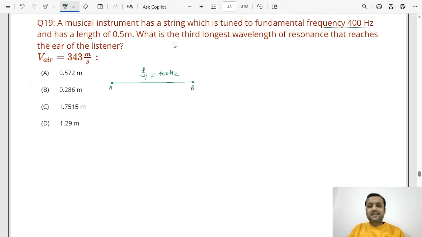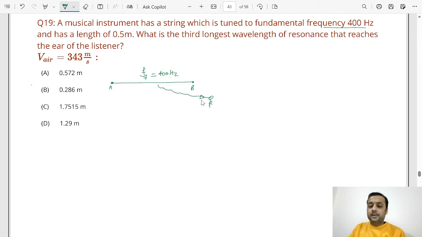Now the question is asking: what is the third longest wavelength of resonance that reaches the ear of the listener, and this is the speed of sound in the air. Suppose you are standing here. Whatever frequency the guitar strings oscillate with, the same frequency of sound will be produced, and the sound will reach the ears of the listener. So sound waves will be produced with the same frequency as the guitar strings.